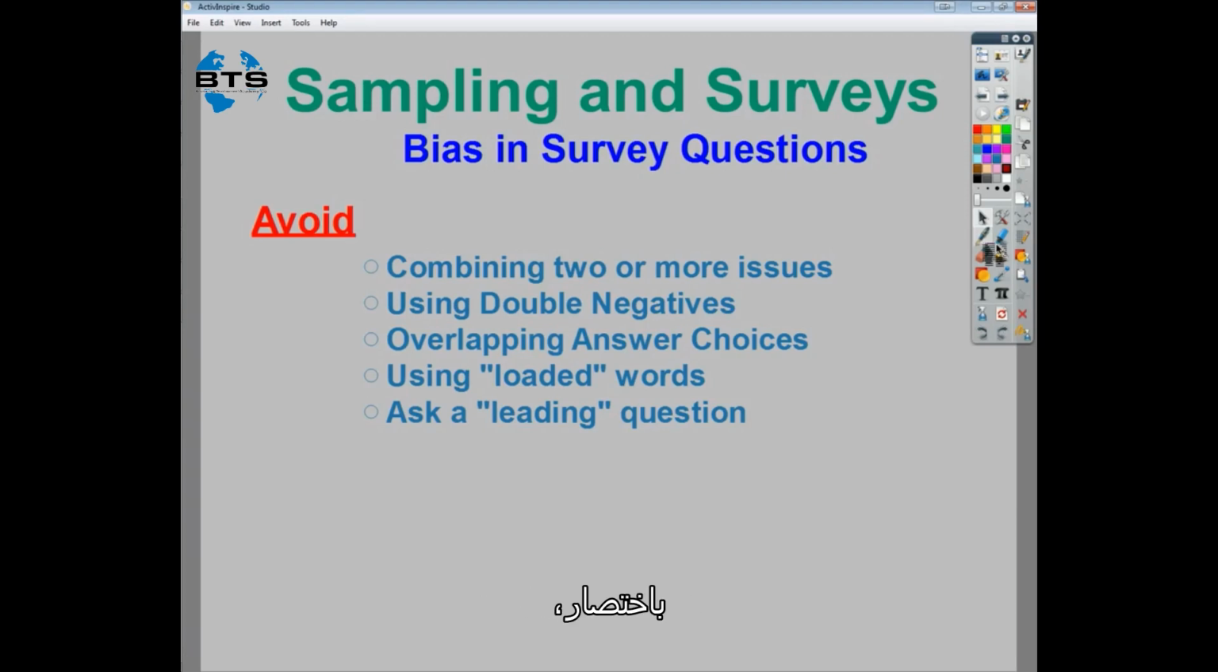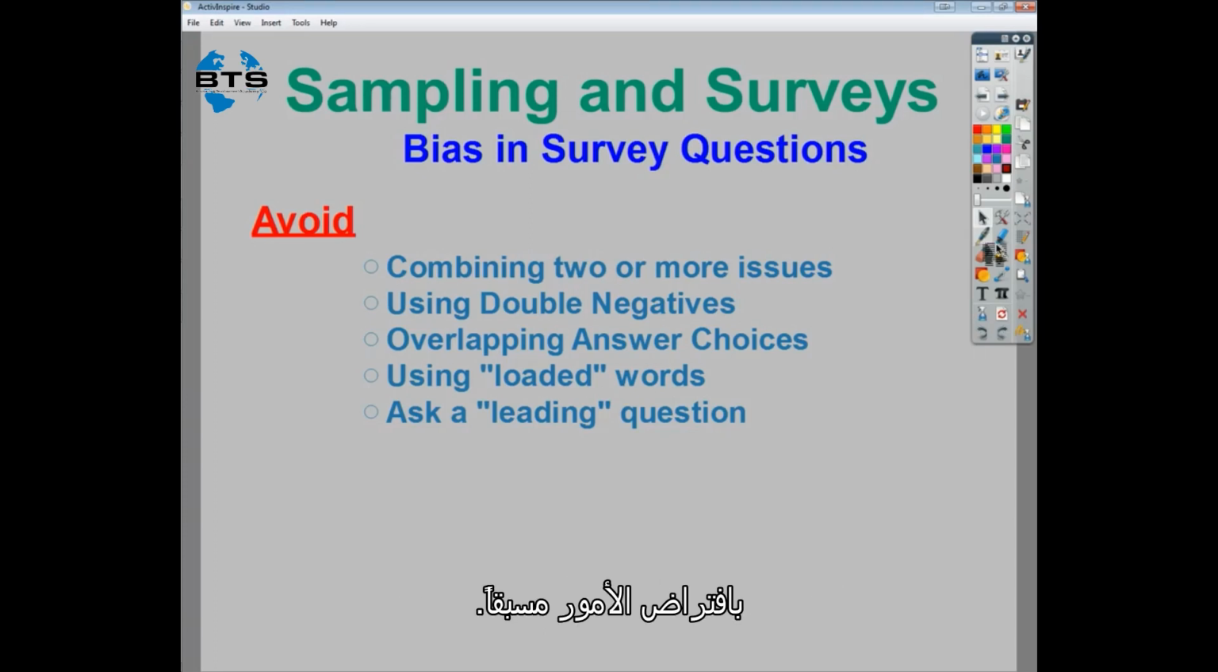So, long story short, in your question, you should only focus on one thing at a time. Your answer should be very specifically answering one thing at a time. You don't want to use double negatives. And you never use loaded words, so don't use anything that shows a bias in the question.